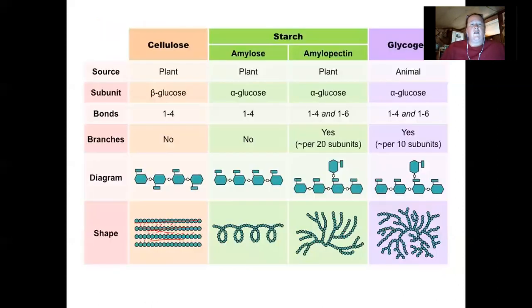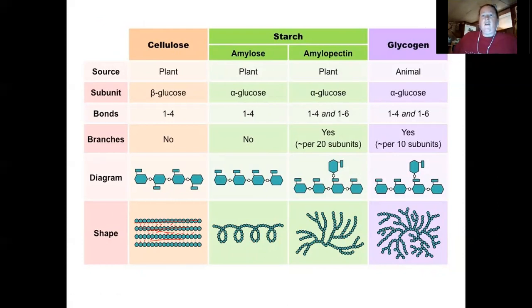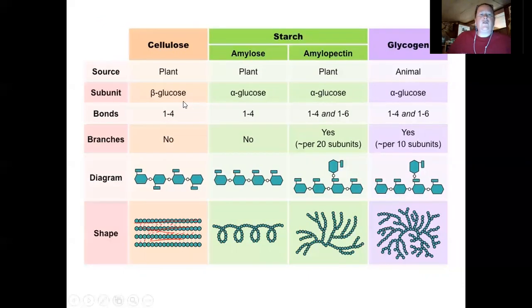So this final slide just kind of summarizes the difference between the polysaccharides. And again, cellulose is very straight. It has beta glucose in it. All of the other polysaccharides have alpha glucose. And linkages involve connections between the number 1 carbon on one glucose and the number 4 on the other. Because these are beta 1,4 linkages, it has a much different structure than alpha 1,4 linkages.